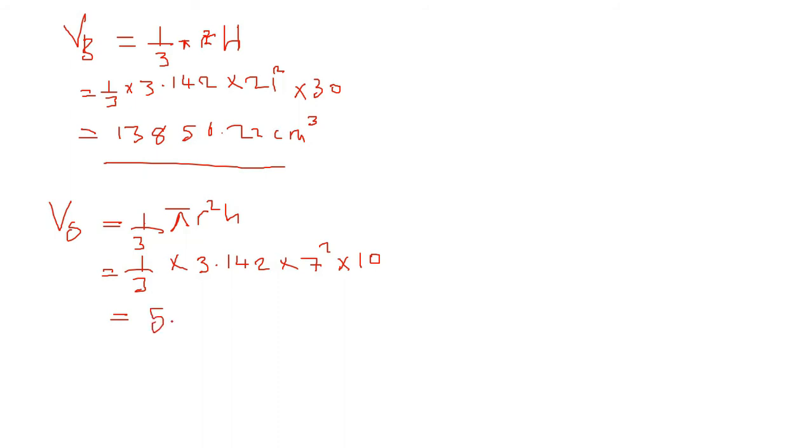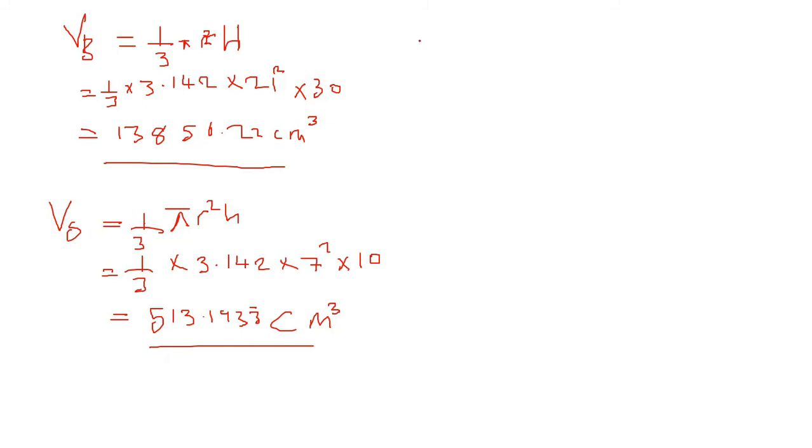So this one will be 513.19, then 3, which is a recurring decimal. Alright, this is what you're going to find. So this one will be in centimeter cubed. Remember, the SI units are always like that.